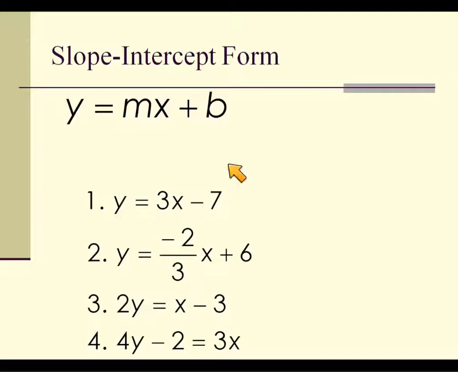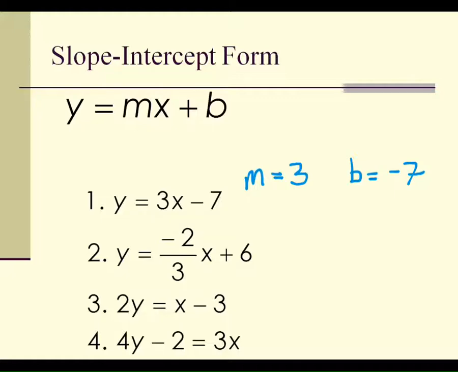Hopefully on this first one, what number is the slope here? 3. The slope is positive 3, so it would be a positive uphill slope. You'd be going up 3 to the right 1, up 3 to the right 1. What's the y-intercept? -7, right? We treat that minus as a negative. We would start at -7 on the y-axis, and we'd go up 3 over 1, up 3 over 1.